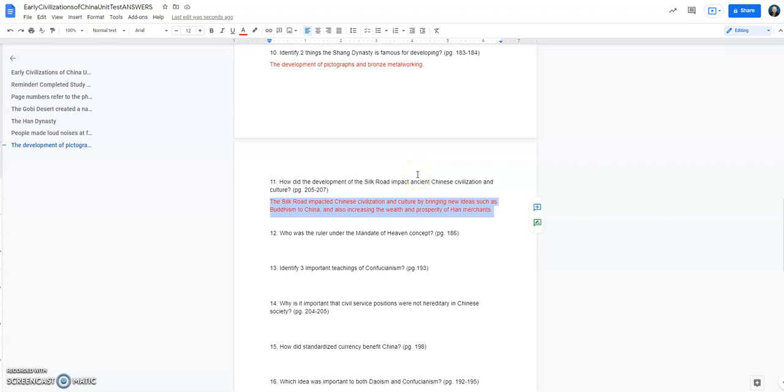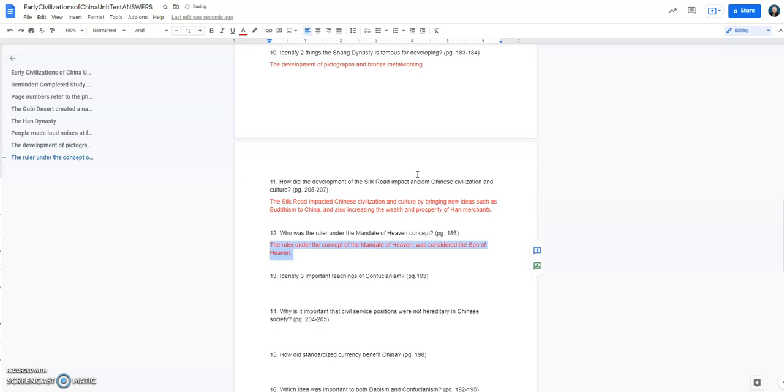Question number 12. Who was the ruler under the mandate of heaven concept? The ruler under the mandate of heaven concept was considered the son of heaven, right? He is the son of heaven. He is the one whom God has chosen to be the ruler, right? That's kind of the idea behind the mandate.